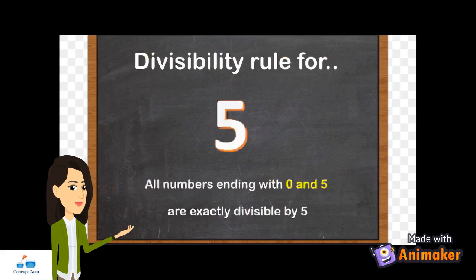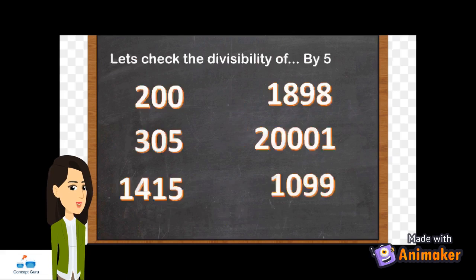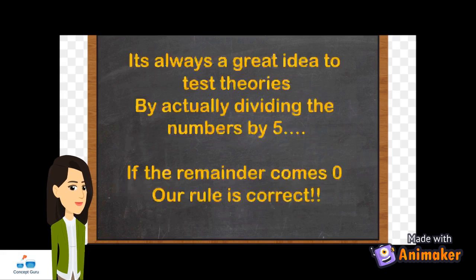Let's move on to the divisibility rule for 5. This is further simpler. All numbers ending with 0 and 5 are exactly divisible by 5. So we can check a few numbers here. Check whether they are divisible by 5 or not. So we have 200, 305 and so on. Let's check which are the numbers that end with 0 and 5.